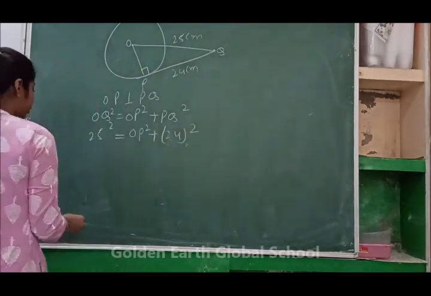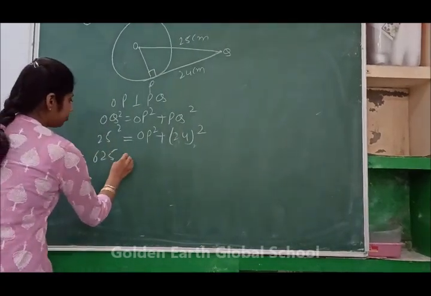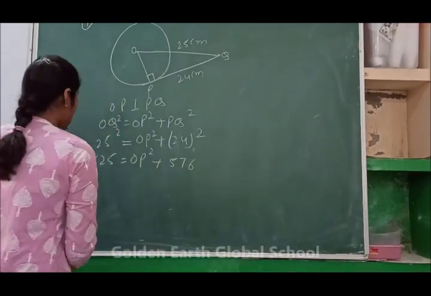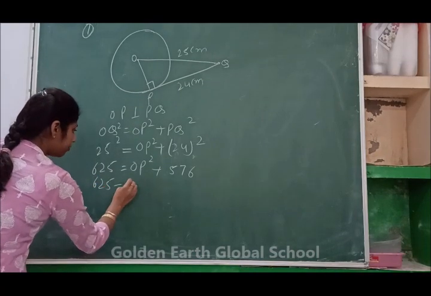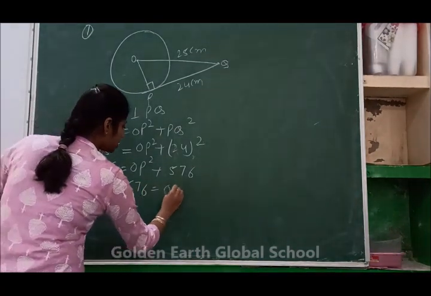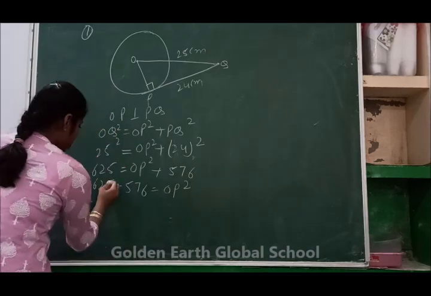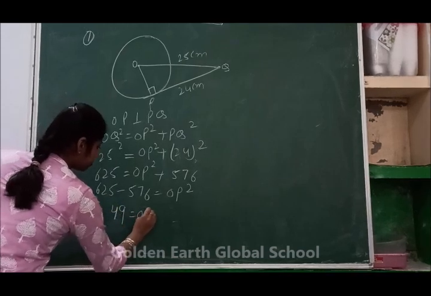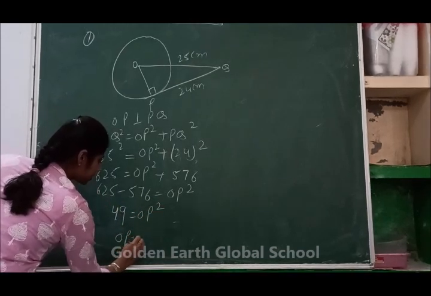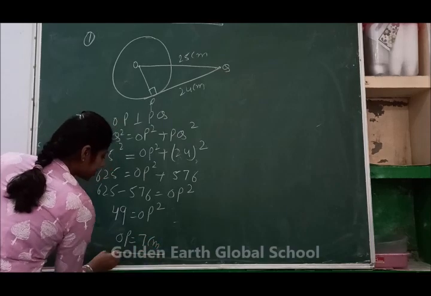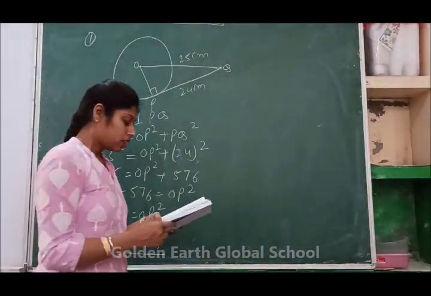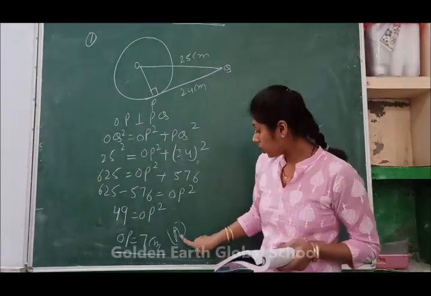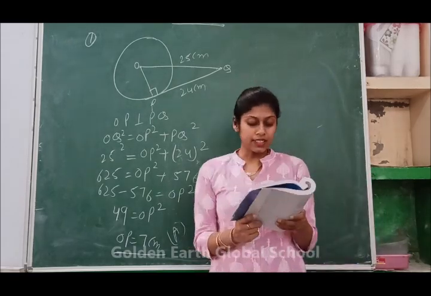Now simplify it. 25 square is 625, OP square as it is, 24 square is 576. Now subtract: 625 minus 576 equals OP square. On subtracting we get 49. So OP is 7 by taking the square root. So radius is 7 centimeter. Clear? Now option A is correct. Now let's start the second question.